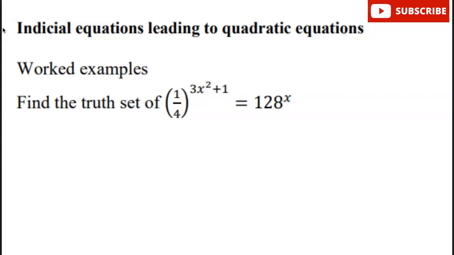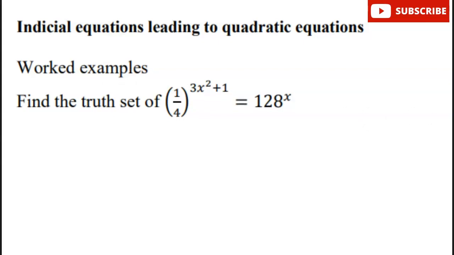I've already done 2 videos on indices. If you are watching me for the first time, I urge you to go and watch those 2 videos. The first one was on definition, basic concept, and then simplification. The second one, indicial equation leading to linear equation. Now the next one is equation involving indices leading to quadratic equation.